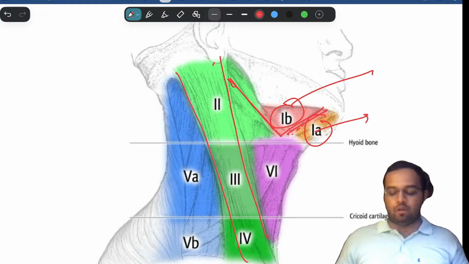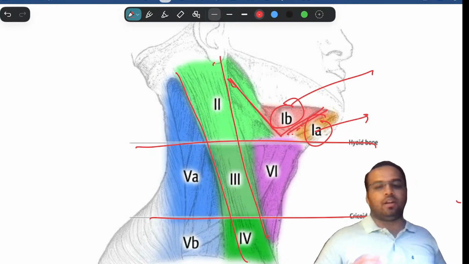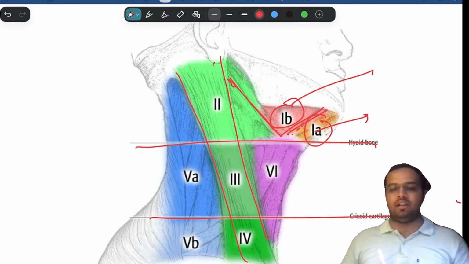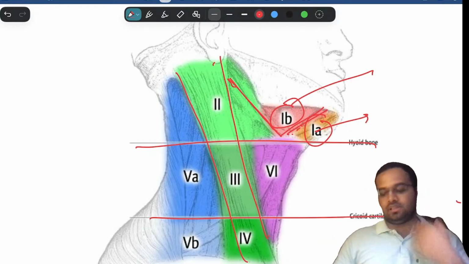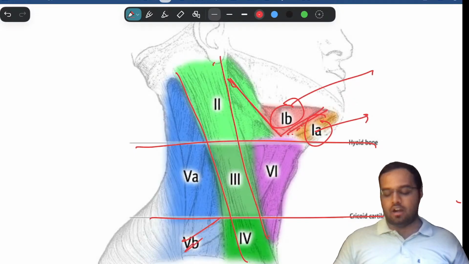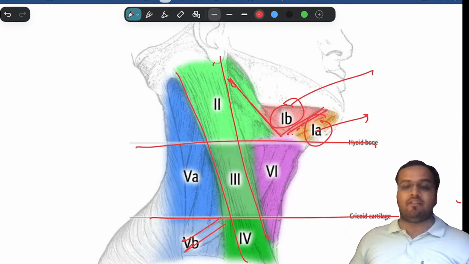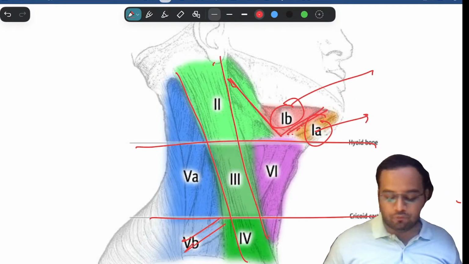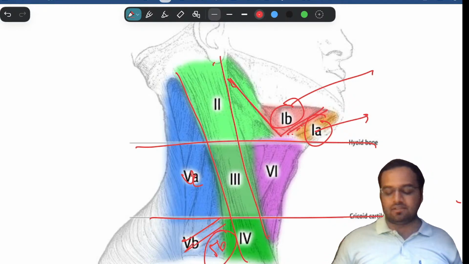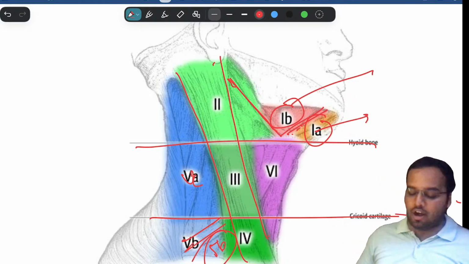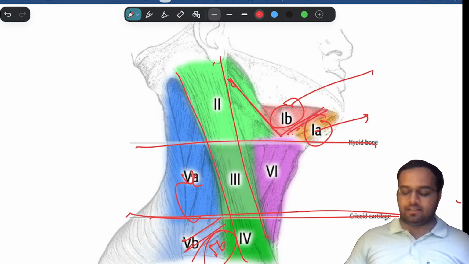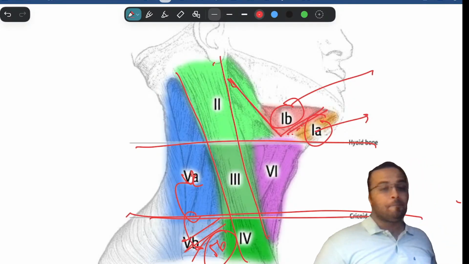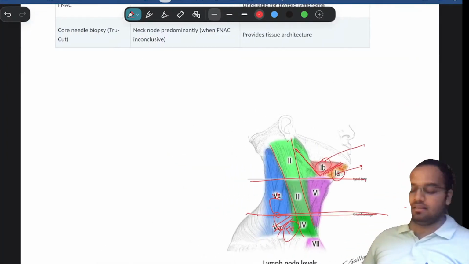The level 2, 3 and 4 lymph nodes are divided by the hyoid bone and the cricoid bone. Posteriorly, the omohyoid muscle divides the posterior triangle. Previously the omohyoid used to divide it into 5A and 5B, but nowadays they use the cricoid cartilage as the landmark. Above it is 5A and below it is 5B. So this is how the neck nodes are arranged.